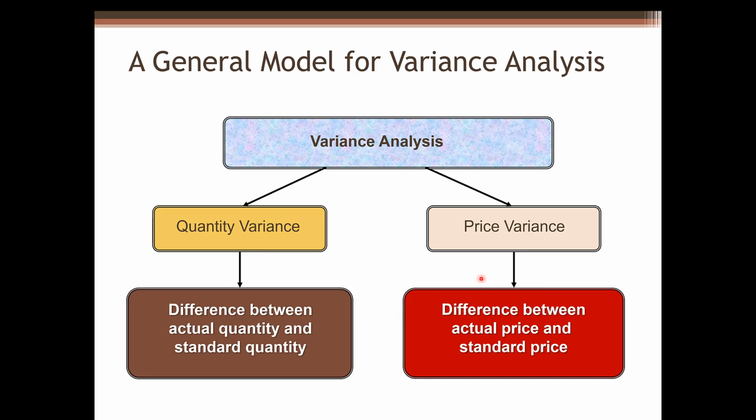Price variance. Price variance is the difference between actual price and standard price. Specifically, that's the difference between the actual price of an input and its standard price, multiplied by the actual amount of the input purchased.